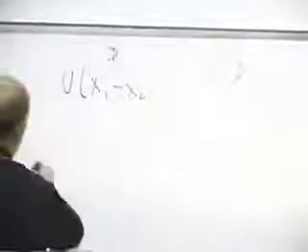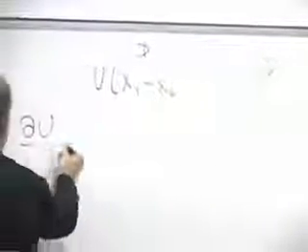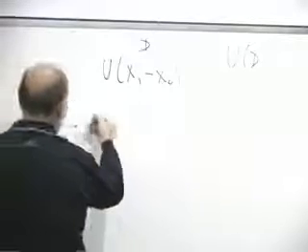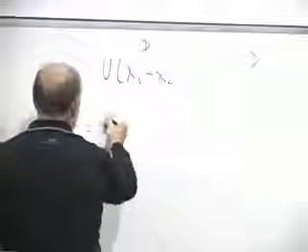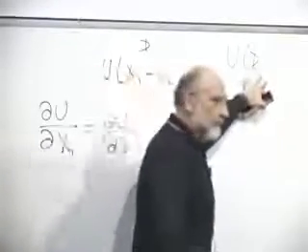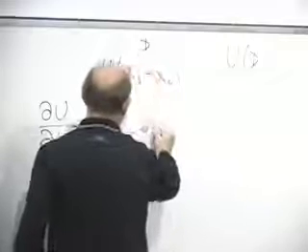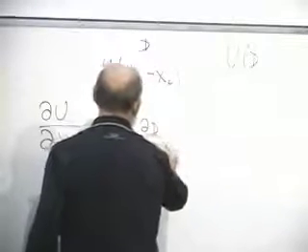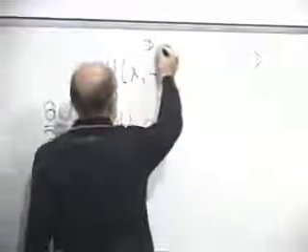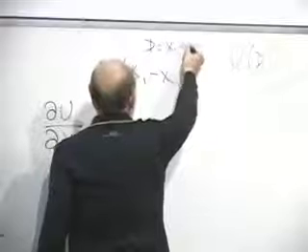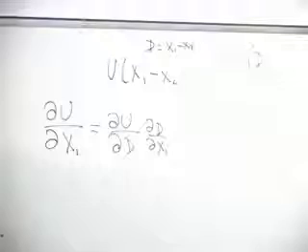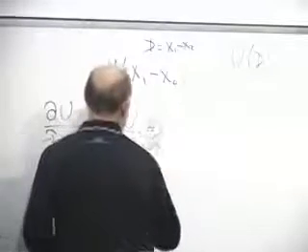All right, let's calculate, first of all, the derivative of u with respect to x1 by the chain rule. The derivative of u with respect to x1 is the derivative of u with respect to d, remember, u is really only a function of d, times the derivative of d with respect to x1. What's the derivative of d? d equals x1 minus x2. What's the derivative of d with respect to x1? 1. So this is just du by dd.